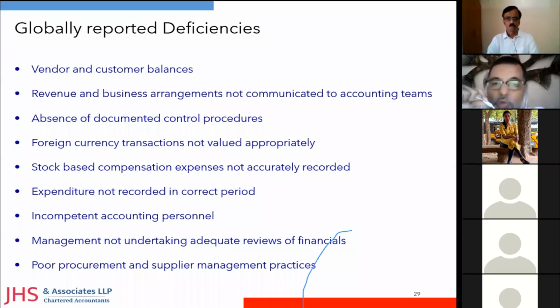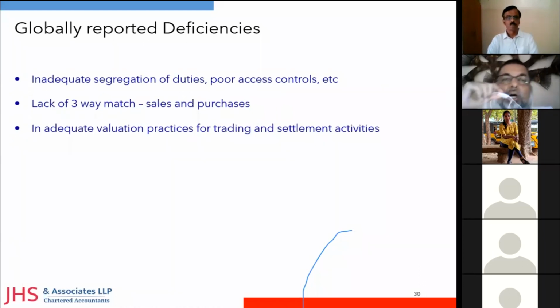Poor procurement and supplier management practices where KYC of vendors is not done, registration of vendors is not done. So this becomes a vulnerable area. Last three points are inadequate segregation of duties and poor access controls as far as information technology. Lack of three-way match for sales and purchases. Three-way match is availability of purchase order, GRN and invoice.